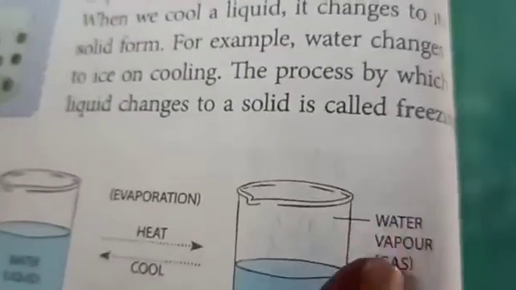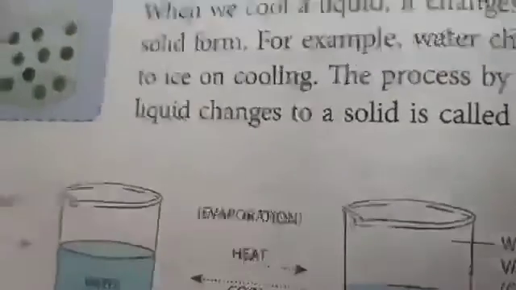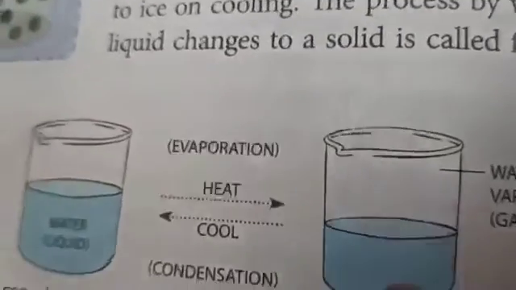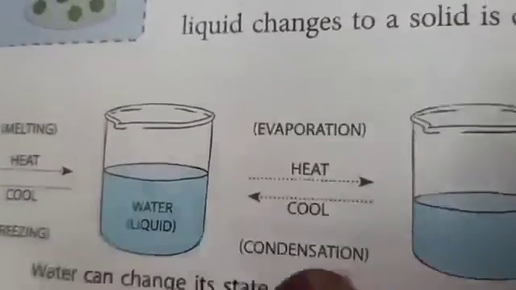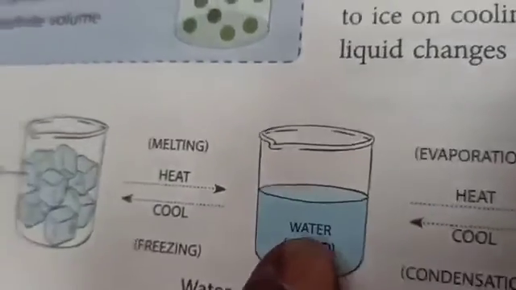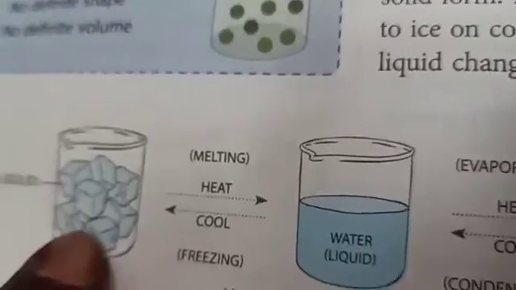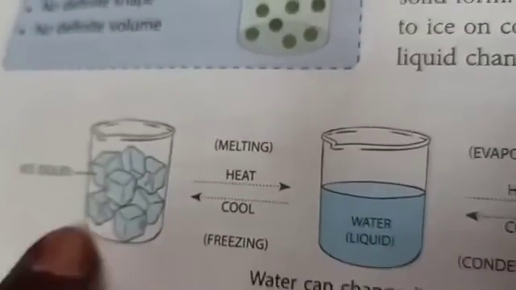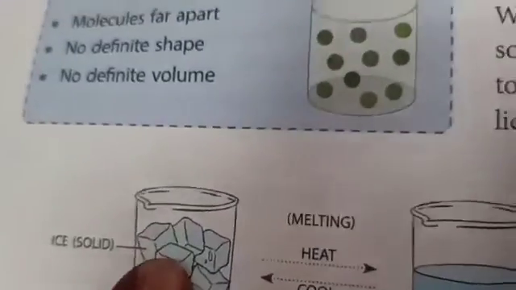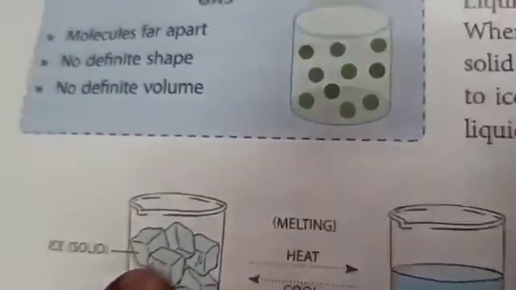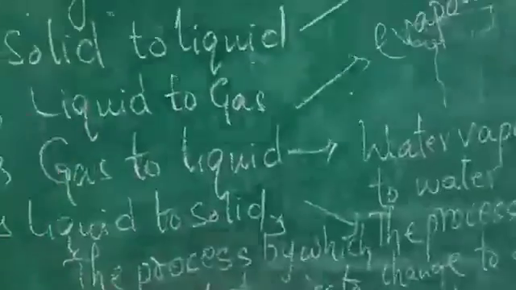From liquid to gas, again what happened? Gas to liquid we came. From gas we came to liquid form. That is called condensation. After liquid form, this water we kept for cooling. So this is called freezing. So it came into ice. This became solid.